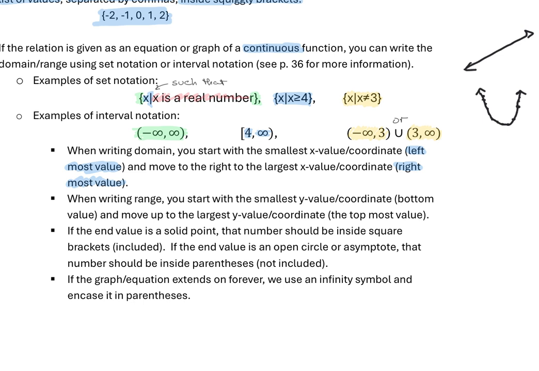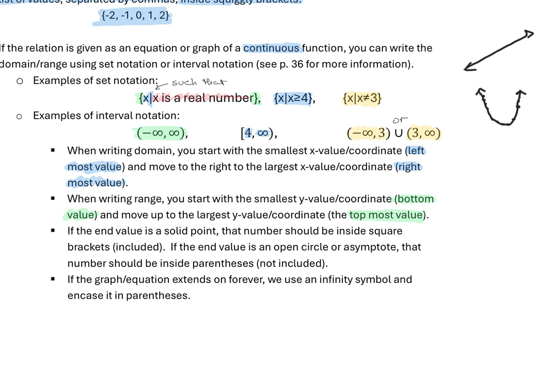When we talk about range we want to start with the smallest y value or y coordinate. This is going to be on the bottom. And we want to move to the largest y value or y coordinate, which is going to be the topmost point.